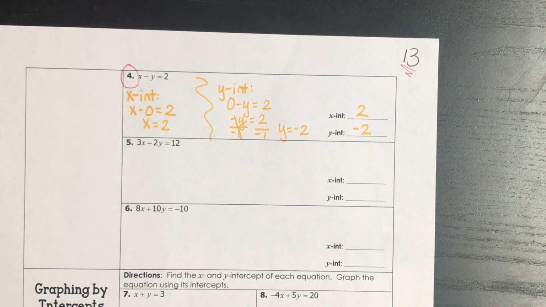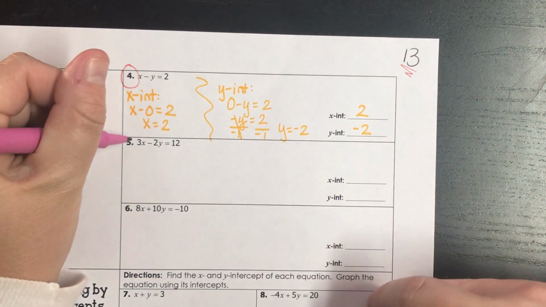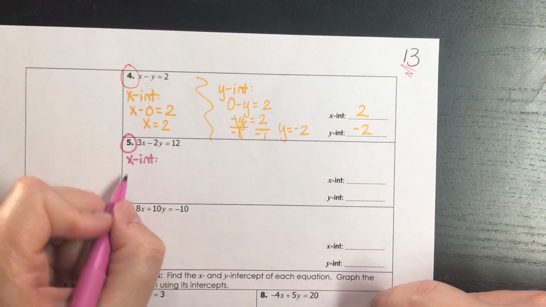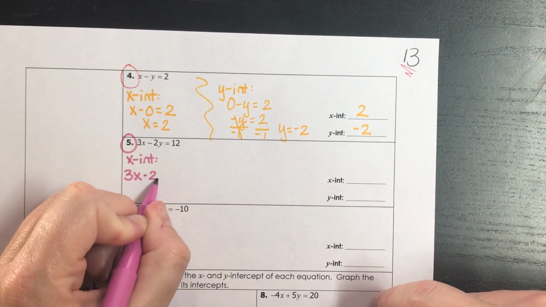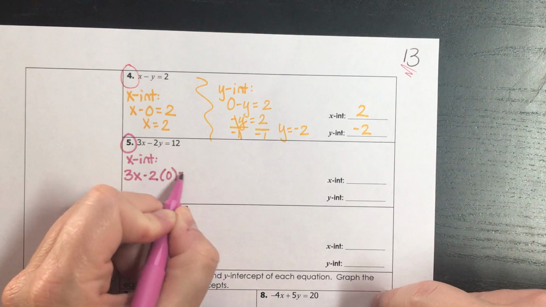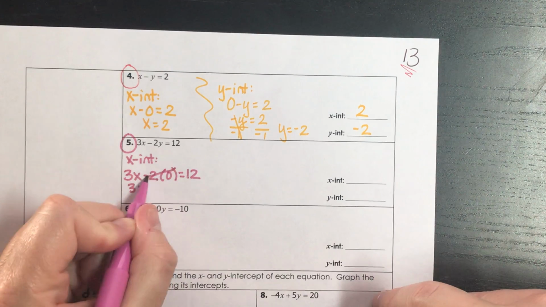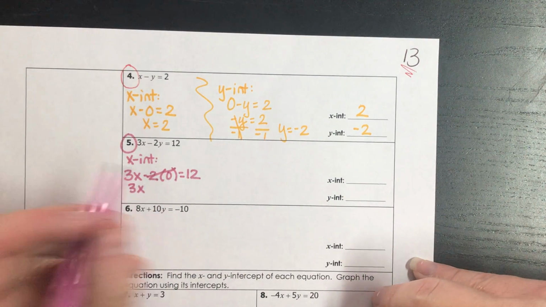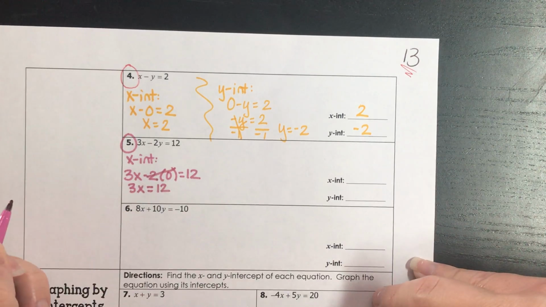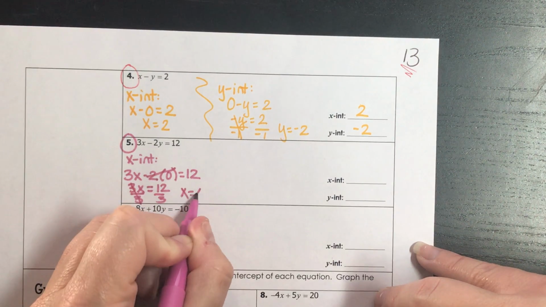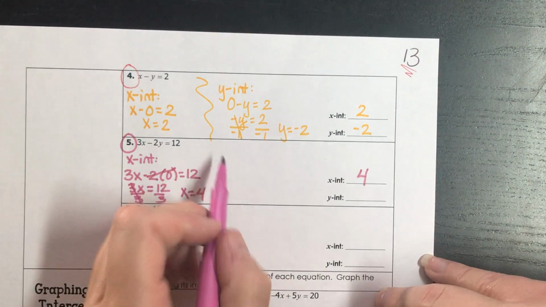Let's take a look at number 5. And that will be the last one that I think I'm going to go over today. So for number 5, if I want to find my x-intercept, I only want x left over. So I have 3x minus 2y equals 12. I don't want the y, so I plug in a 0. So I have 3x, negative 2 times 0. That whole chunk is gone. It's the best part. So you have 3x equals 12. And to solve that, you would divide by 3. 12 divided by 3 is 4. So your x-intercept is 4.